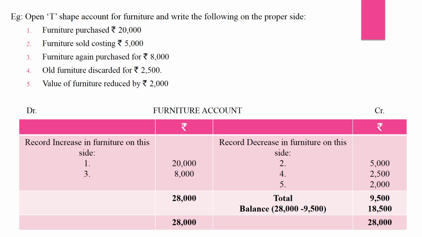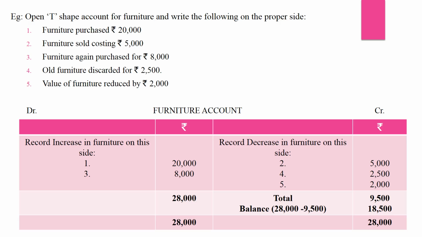Now old furniture discarded. What did you do with the furniture? You discarded it, wrote it off from the books. So in the 4th transaction the value of furniture is decreasing. So decrease in furniture, 4th transaction, on the credit side of furniture account. Next, the value of furniture reduced by 2,000. So decrease in furniture, 2,000 will be recorded on the credit side of furniture account.